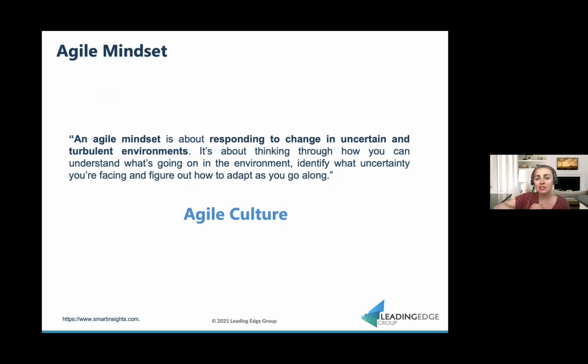So an Agile mindset is about responding to change in uncertain and turbulent environments. It's about thinking through how you can understand what's going on in the environment, identify what uncertainty you are facing, and figure out how to adapt as you go along. And in the current climate, this is extremely important because we currently live in the VUCA world. VUCA stands for volatile, uncertain, complex, and ambiguous.